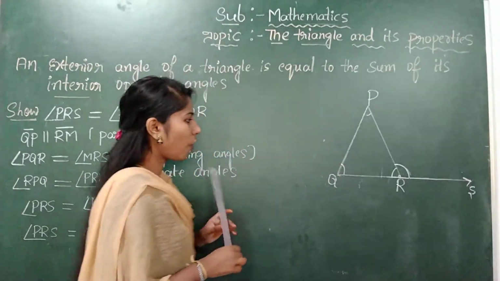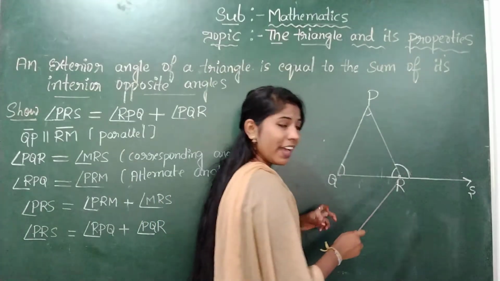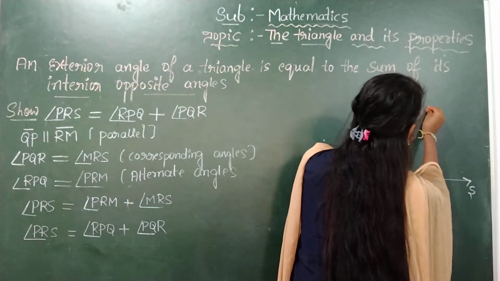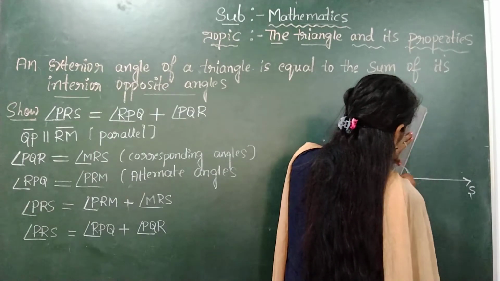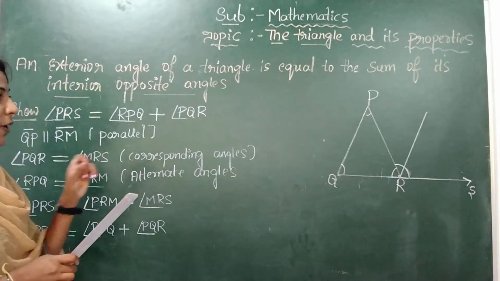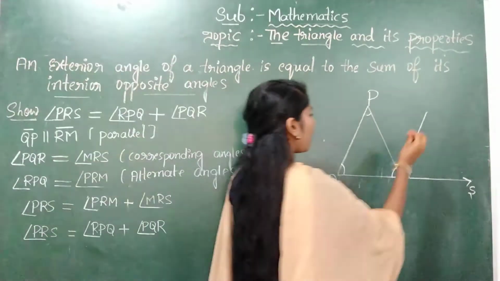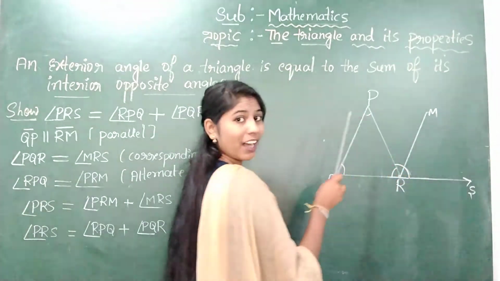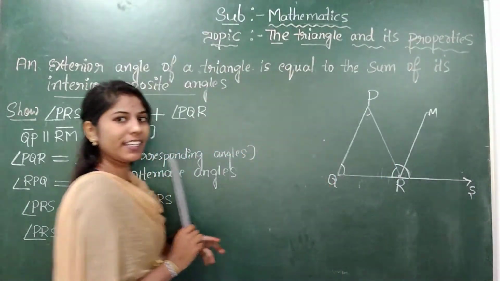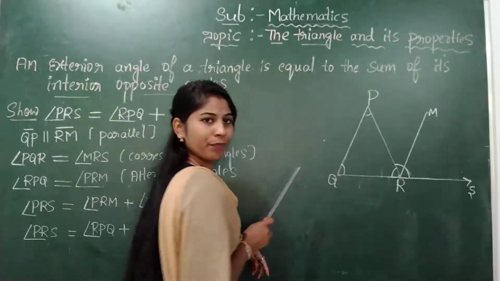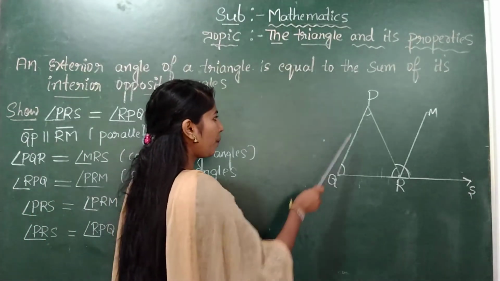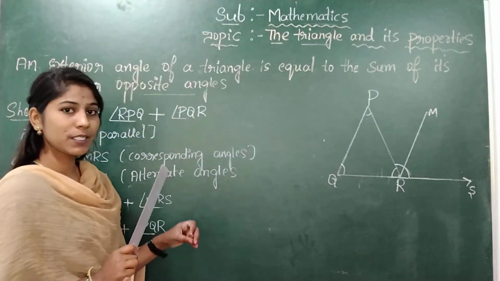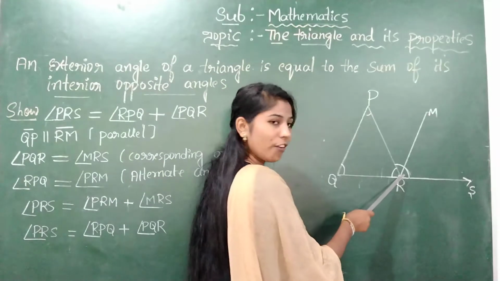So from the vertex R, I will draw one line that is parallel to PQ. That is RM. This is the RM line, so that is parallel to QP. So this QP is parallel to RM, and you have to draw this from the vertex of R.